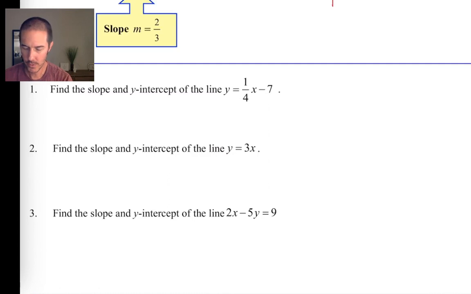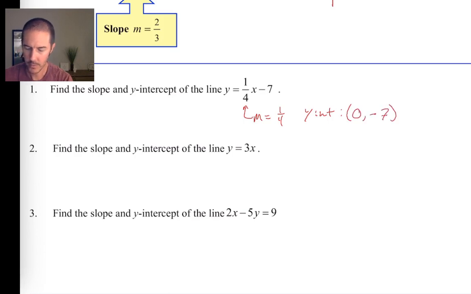In our next example, we're asked to find the slope and y-intercept of this line, and this is not too difficult of a task to master pretty quickly. We can safely say that m equals 1/4 is the slope of our line, and the y-intercept in this case is located at 0, -7.